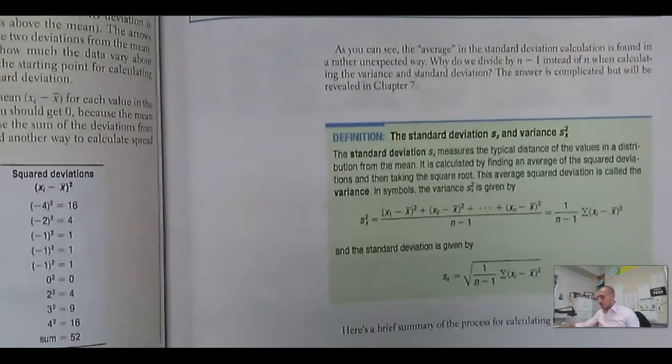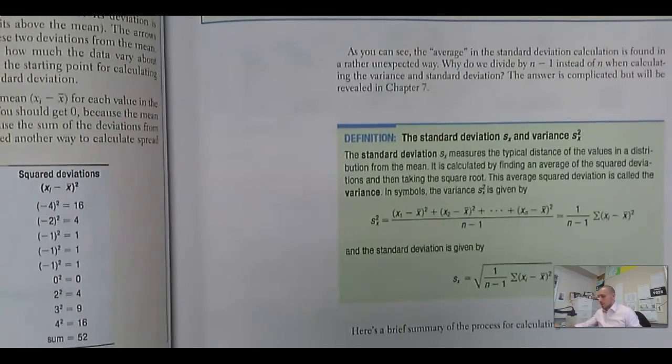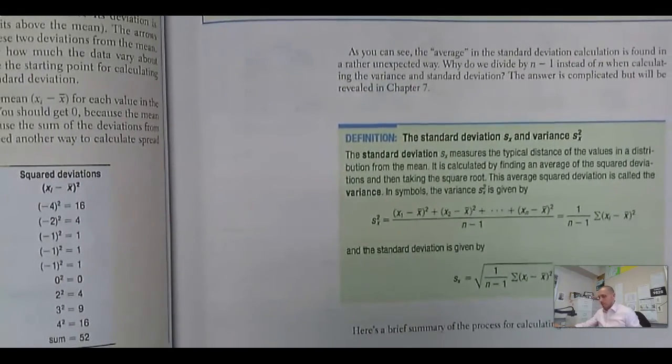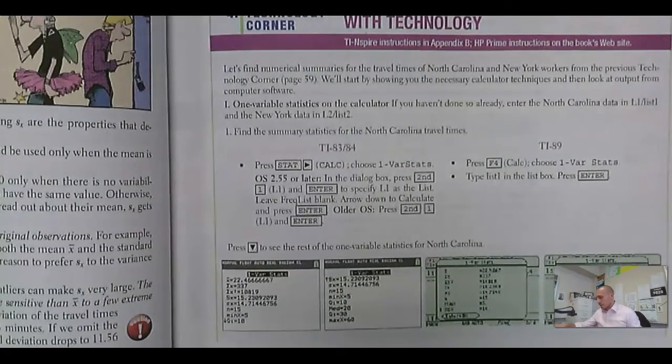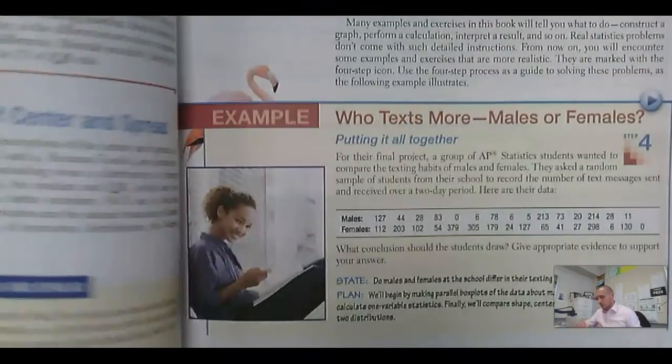Then we got into standard deviation. Standard deviation is simply the typical distance from the mean, the average distance from the mean. We talked about that, and interpreting it.